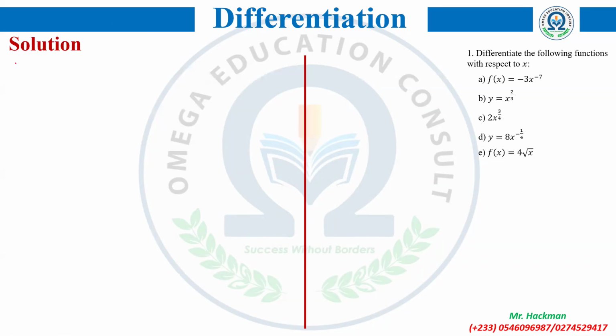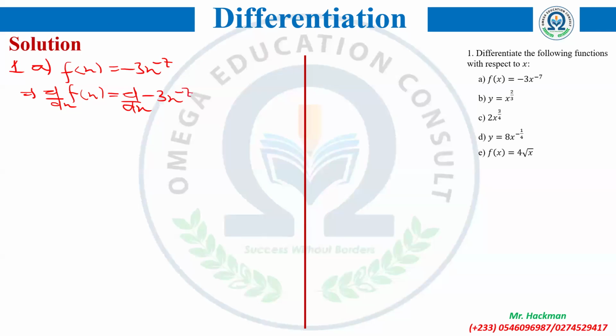So differentiation. Question 1, you are supposed to differentiate the following functions with respect to x. So it means our operator is d dx. We are differentiating with respect to x. So 1a, we've been given f of x equal to minus 3x to the power minus 7. So you are differentiating, so this implies that our operator d dx of f of x will be equal to d dx of minus 3x to the power negative 7.